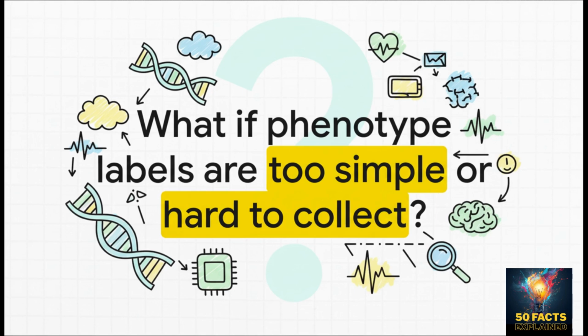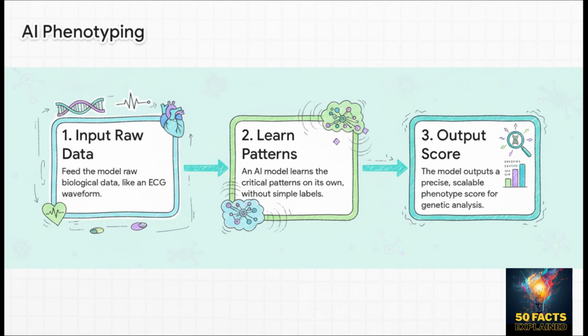Plus, how are you ever going to get a doctor to sit down and create detailed labels for 1 million people? You can't. It's a massive bottleneck. And this is where AI phenotyping just completely changes the game.